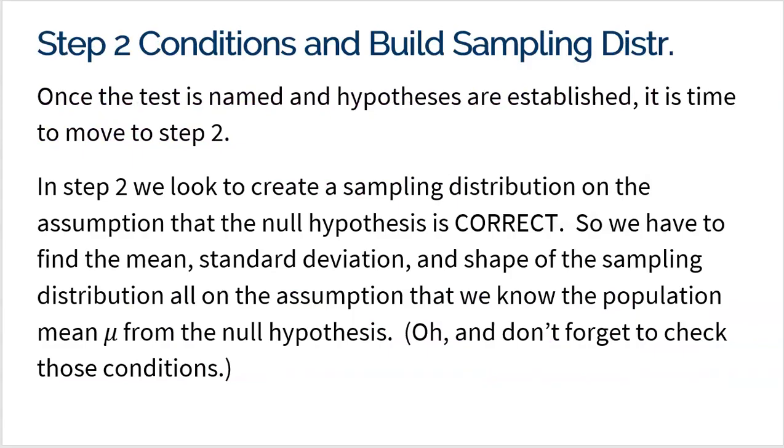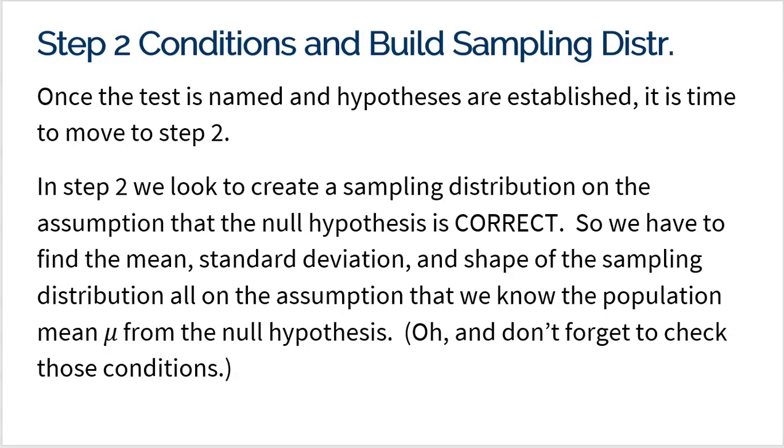All right. So step 2 is now building and checking the conditions for our sampling distribution, okay? So once the test is named and the hypotheses are established, it's time to move on, right? So here we actually have to create a sampling distribution on the assumption that the null hypothesis is true. So we have to find the mean, the standard deviation, and the shape of the sampling distribution, all on the assumption that we know the population mean mu from the null hypothesis. Oh yeah, and don't forget to check the conditions too, so we will review those.